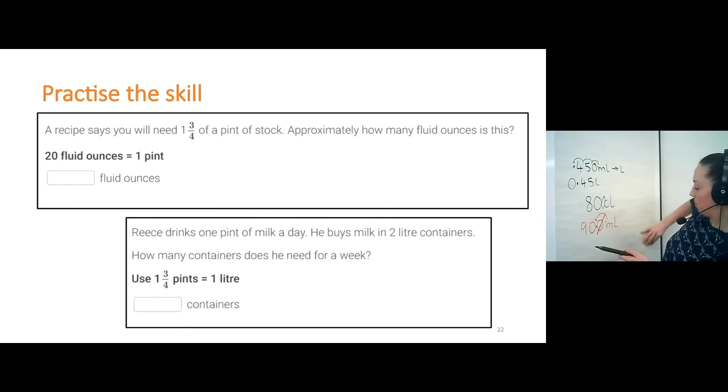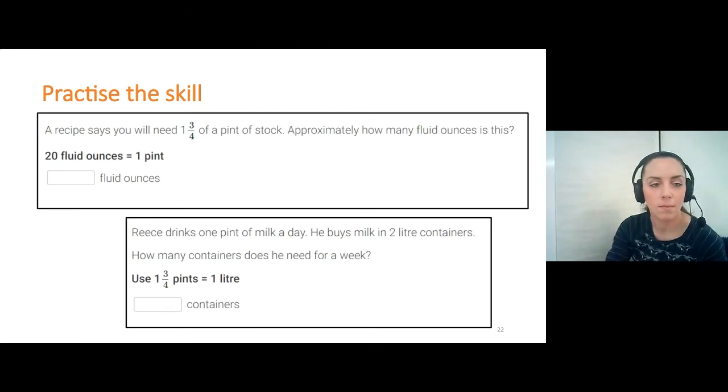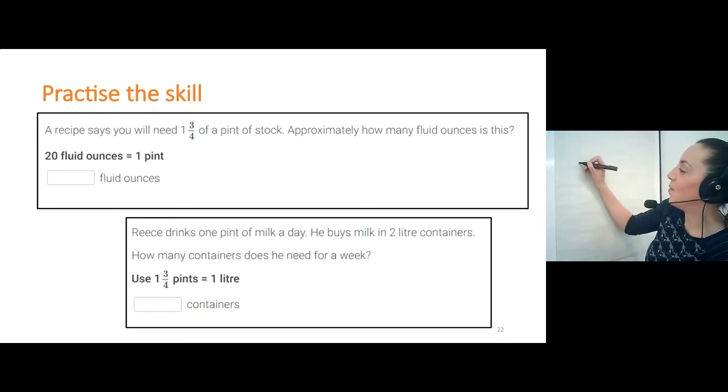On your page. So that chat came up. I thought this is going to be Nikki with the answer. You're really, really good at this, Nikki. Well done. 20 fluid ounces.